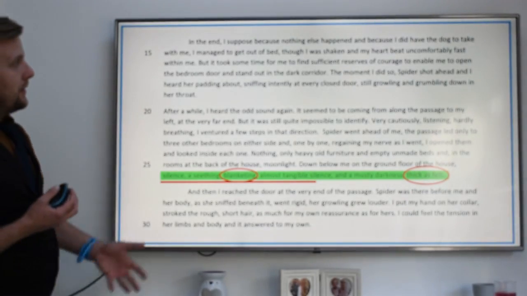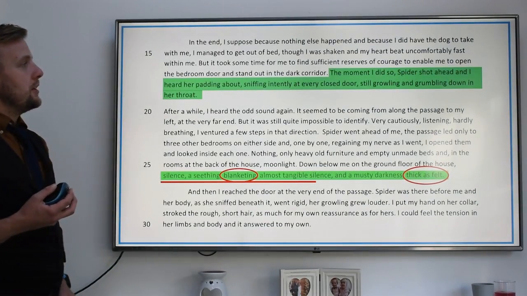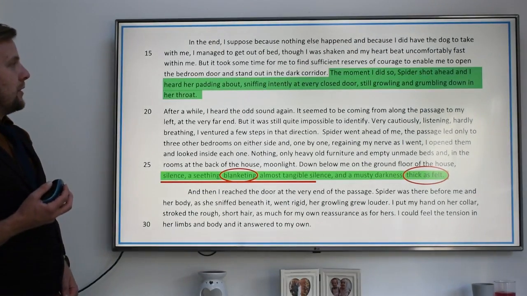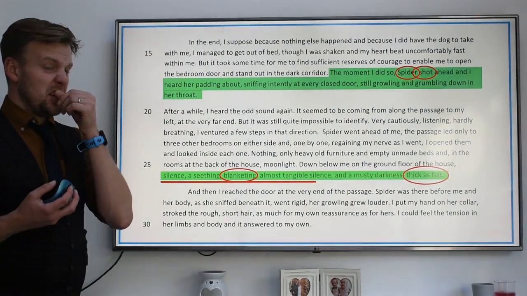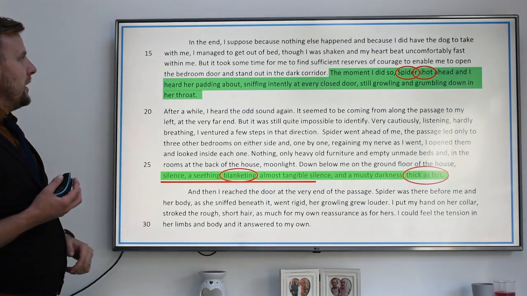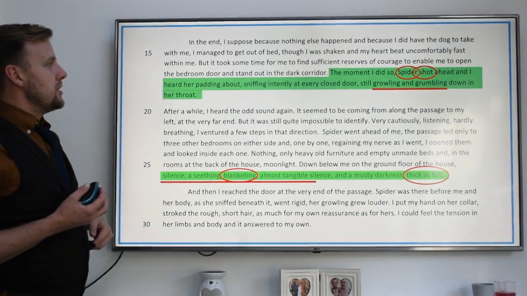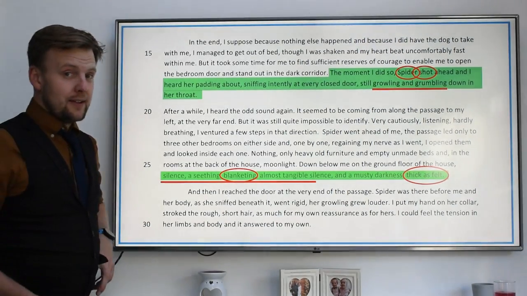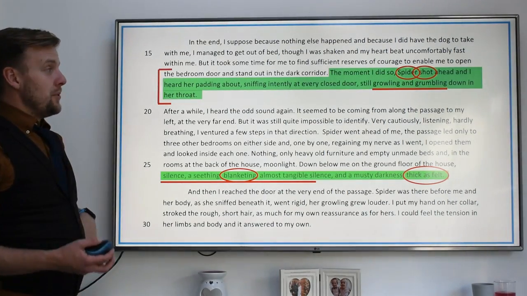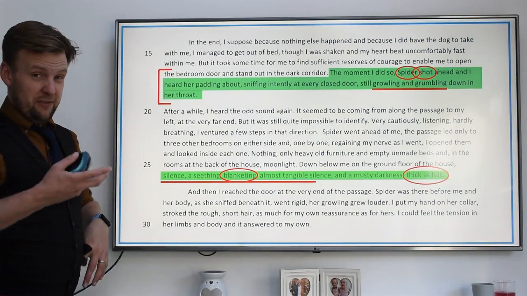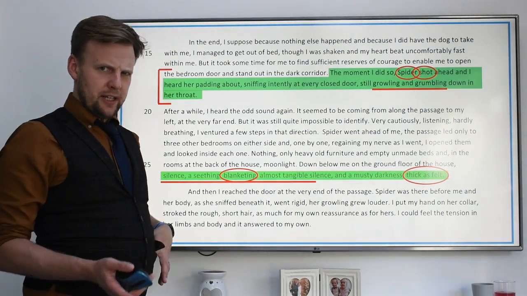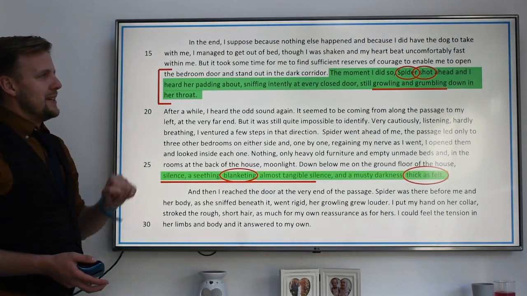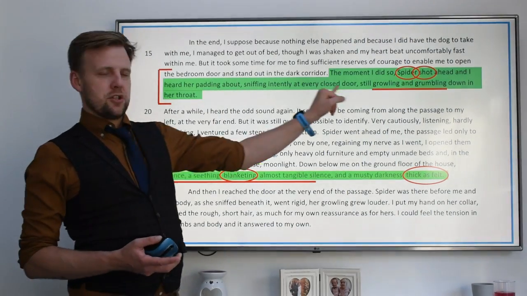I then look elsewhere. I've also got here, the moment I did so, spiders shot ahead. So again, I've got that idea of sibilance, and I've got shot, which is not actually been shot, figurative language. Heard a padding around, sniffing intently every closed door, still growling and grumbling. Again, some alliteration. And we've got the verbs of the dog that were quite interesting. Of all the things the dog could be doing, it's grumbling and growling. But I'm also going to talk about the sentence there because it's quite long, and I've got some nice punctuation marks in there.